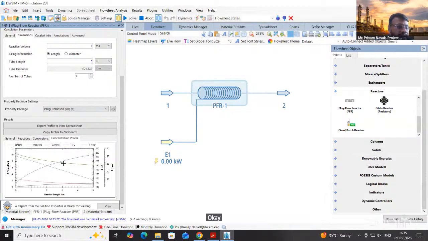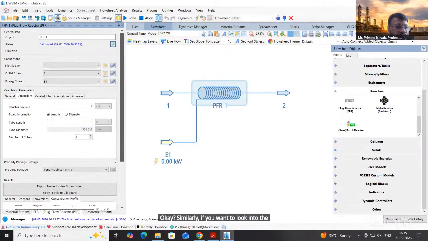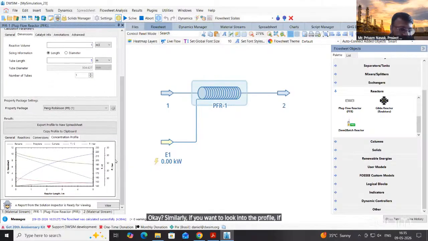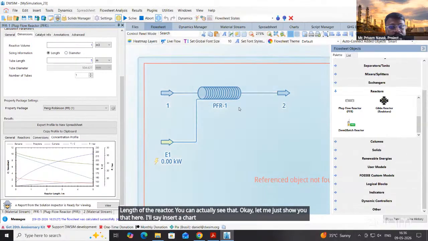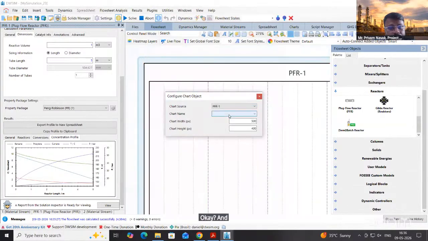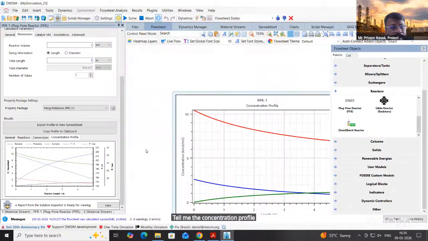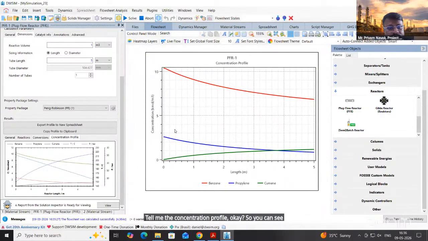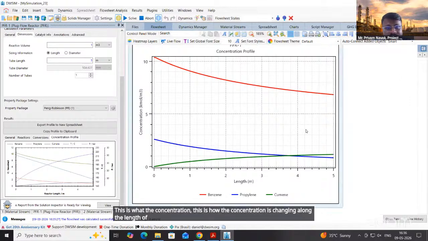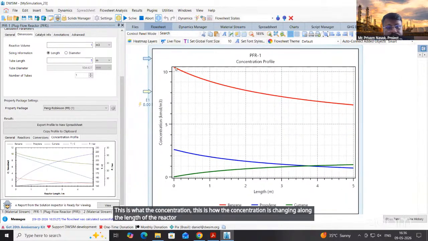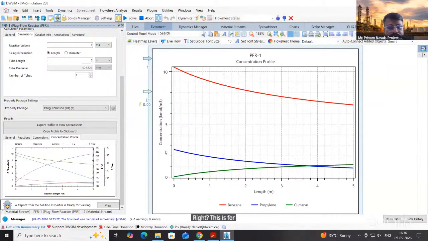Similarly, if you want to look into the profile along the length of the reactor, you can see that. Let me show you. I'll insert a chart, and in that, the concentration profile. You can see how the concentration is changing along the length of the reactor. This is for benzene, this is for propylene, and this is for cumene.